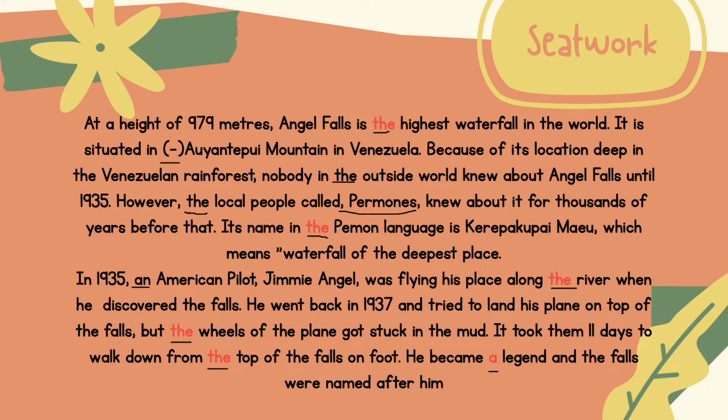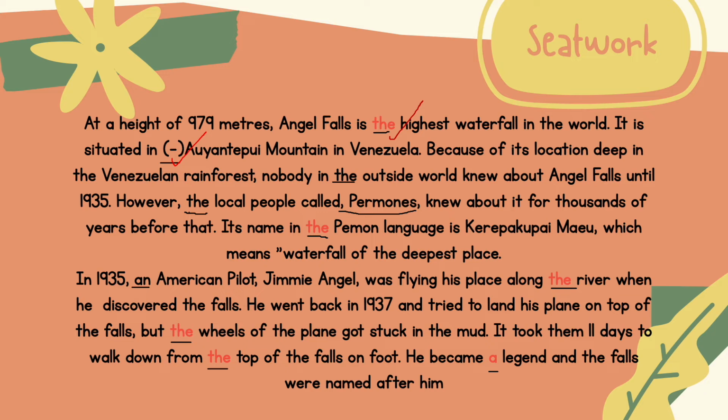Let us take a look at the answers. Okay, let us read along the way we are going to discuss our answers. So at a height of 979 meters, Angel Falls is the highest waterfall in the world. It is situated in, since it's a proper name, Auyantepui Mountain, we don't have any articles together with the proper name. Situated in Auyantepui Mountain in Venezuela.